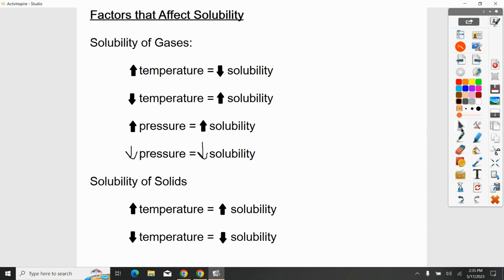For a solid, the temperature effect is opposite. Increasing the temperature of the solvent will increase the amount you can dissolve. Decreasing the temperature will decrease the amount you can dissolve. And this is how you make a supersaturated solution.